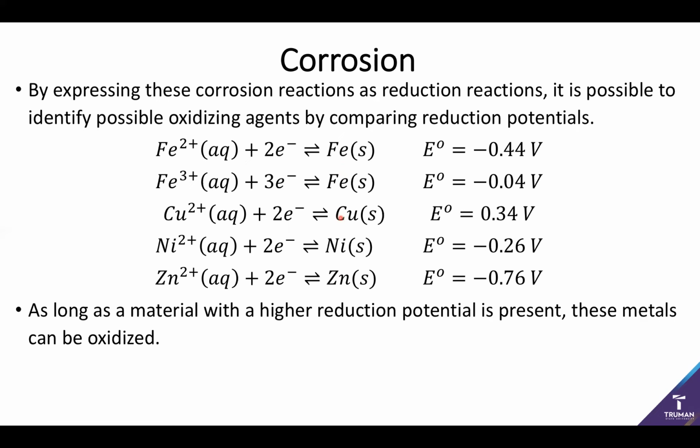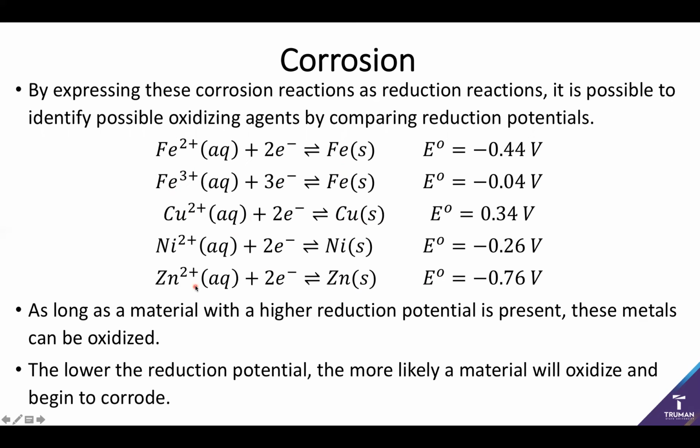And pretty much as long as there's a material with a higher reduction potential present, you can end up driving the oxidation reaction of the lower reduction potential material. So for example, if you've got iron 2 or iron 3 plus present, they can go ahead and couple with the zinc reaction to oxidize zinc, forming the zinc 2 plus ions. And conversely, the lower the reduction potential, as shown with zinc, the more likely it is to oxidize, and the least likely to oxidize of all these metals is going to be copper. It is comparatively fairly stable.